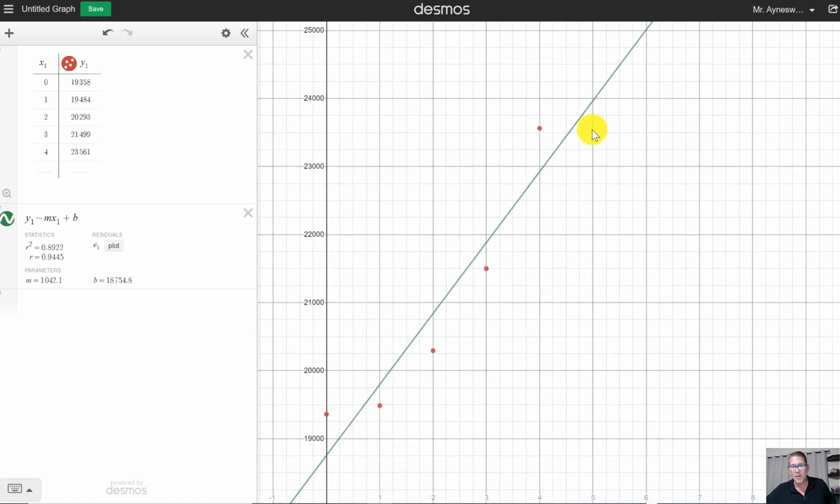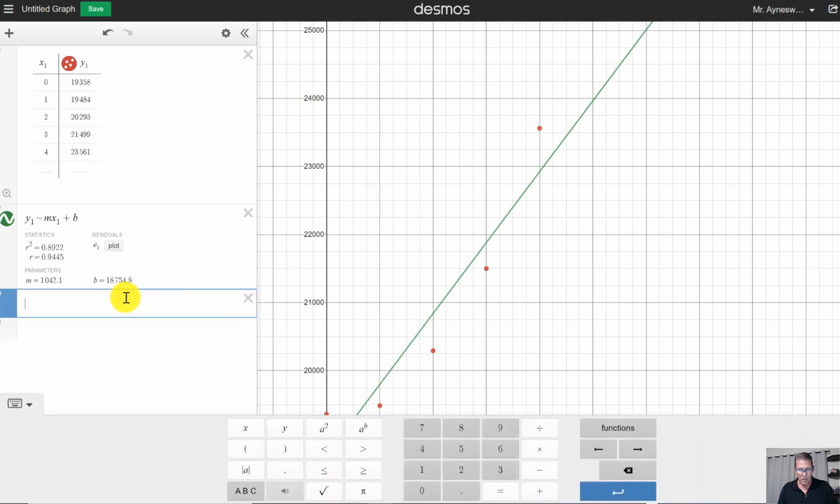This is called a line of best fit or a regression line, and it fits the data here. Notice that the correlation coefficient is 0.9445, which means that the correlation between the data, between the years and the tonnage, is a strong correlation, which means that over time, as years increase, the amount of tons increases, and you can see that through the data. That's what a strong positive correlation means.